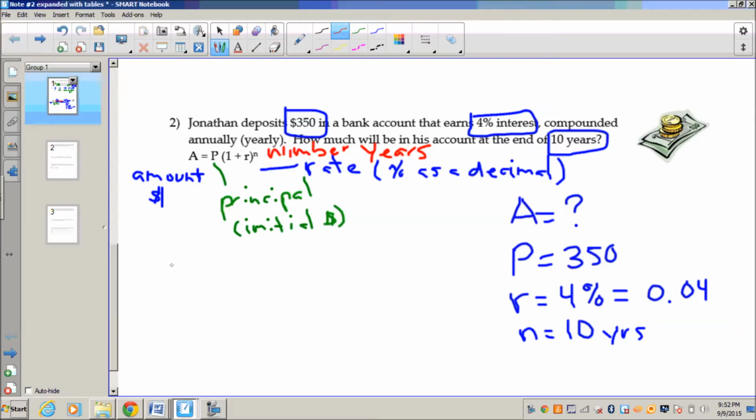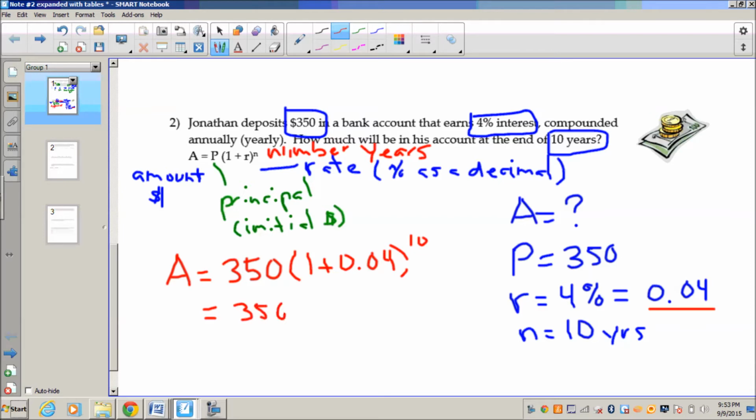So now we're going to use this data in the formula. A, which is what we're looking for, equals P, which is $350, times 1 plus the rate as a decimal, so 4 hundredths. And all of this is going to be raised to the 10th power because the interest rate will be applied once every year. So for this kind of problem, I'm going to use a calculator. This is not something I'm going to multiply out by hand, but before I do that, I'm going to add the 1 plus the 4 hundredths.